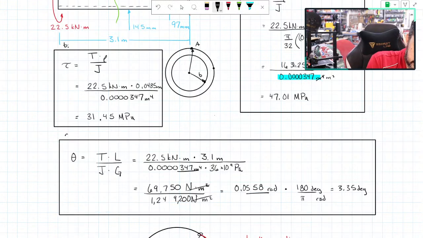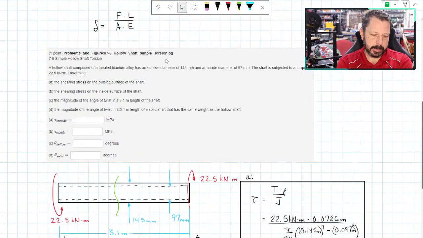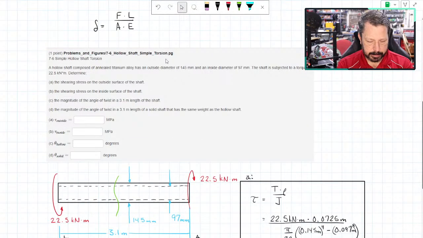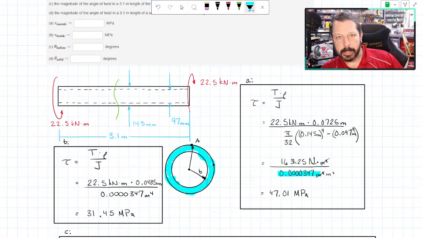And that's part C. So for part D, what they want us to do is take the same amount of material. So this hollow material here, they want us to take all of that same material, collapse it down to a solid shaft, and do the angle of twist calculation again under the same conditions: same torque, same length, all that kind of stuff.